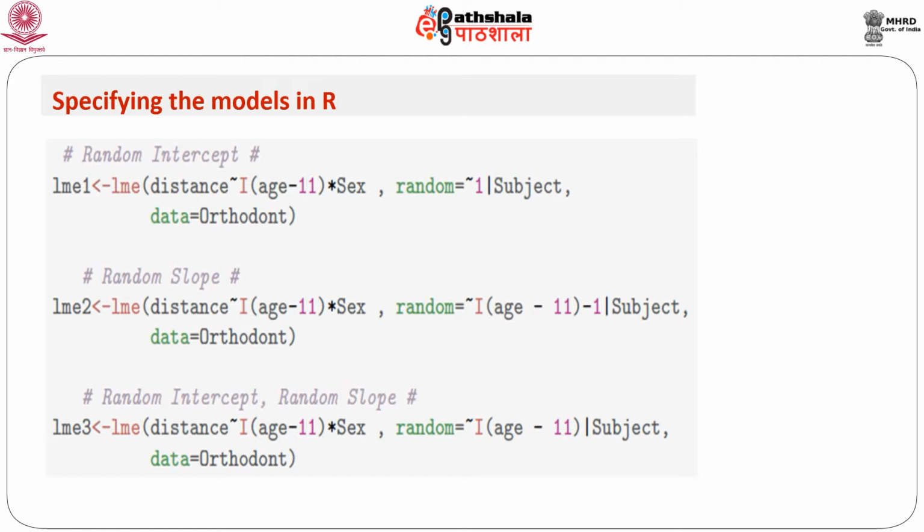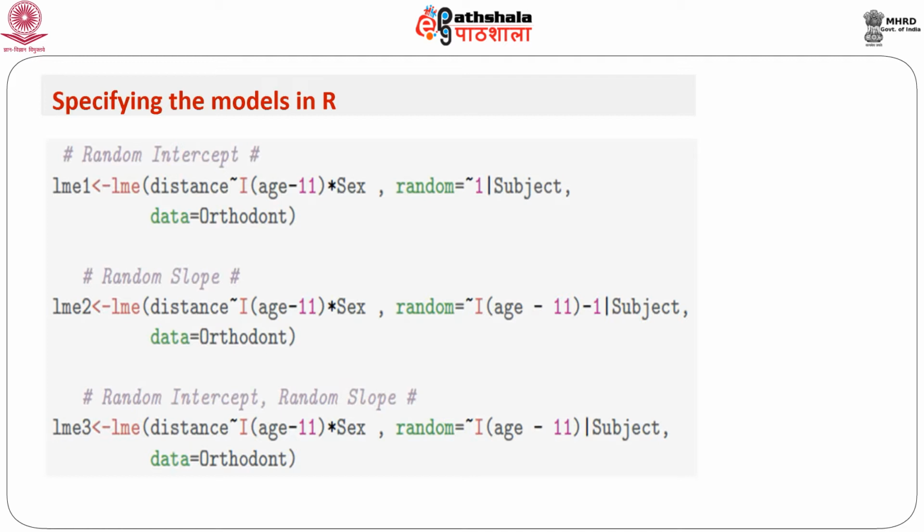We can extend this. So, keeping the same mean model, we can extend this and say that random is I(age minus 11) minus 1. What does that mean? That means we are now including a random effect for the time component, which is I(age minus 11). But if we only specify I(age minus 11), then by default the intercept comes in. So, we need to explicitly specify minus 1 given subject, data equal to orthodont.